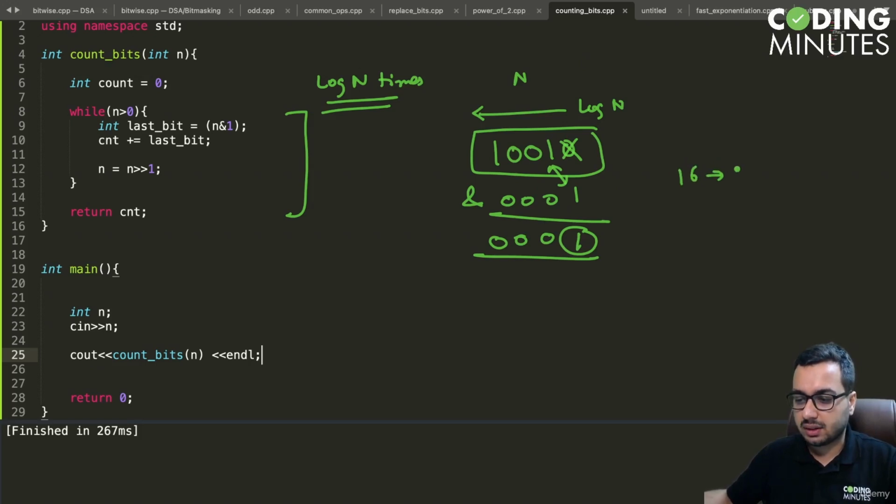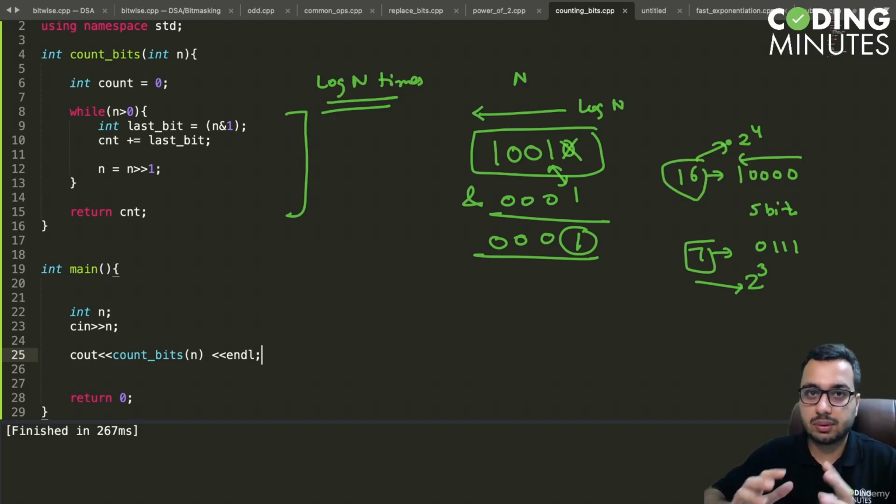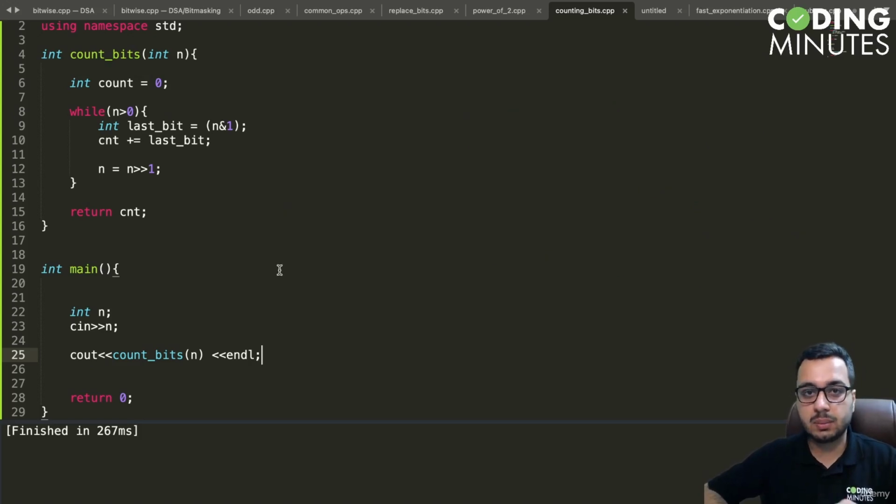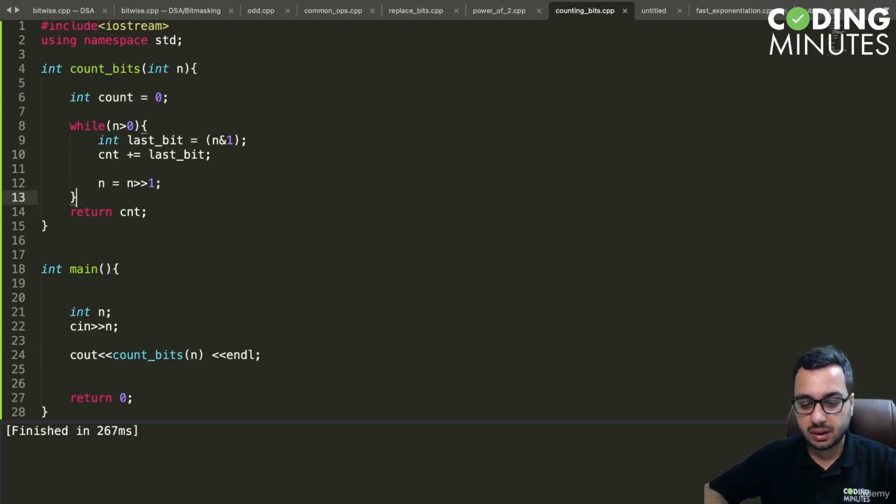Let's say 16 is like this. So 16 is like 2 raised to the power 4. It would have at most 4 plus 1, that is 5 bits. Talk about 7. So it's going to be around 2 raised to the power 3. So 7 is going to have at most 3 bits. So log of 7 is close to 3. Log of 16 is close to 4. So that's what I'm trying to say. So for any number n, you have at most log n bits.